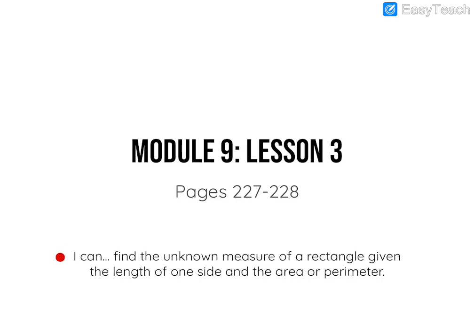In this lesson, our I can statement is, I can find the unknown measure of a rectangle when given the length of one side and the area or the perimeter. So we need to use our knowledge of area and perimeter and their formulas in order to find unknown side lengths.